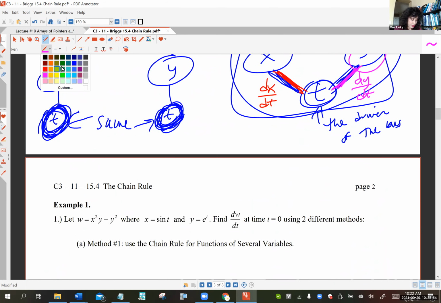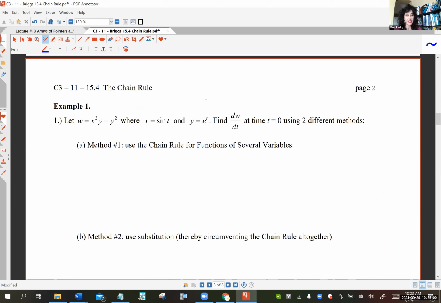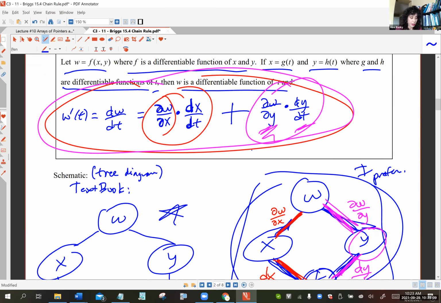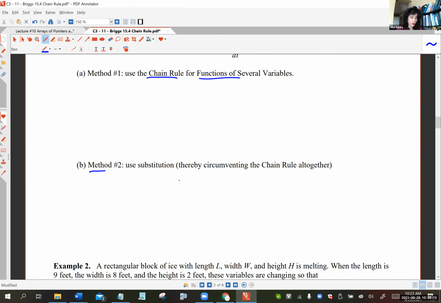Okay, now we'll do the example. All right, there's two ways to do a chain rule example that's kind of basic, where you can kind of do what I call cheating. The first method, we are going to, in fact, use the chain rule for functions of several variables. In other words, we're going to use this theorem up here and get an answer. The second method is we're going to use substitution, and that's going to circumvent using the chain rule altogether. So it's kind of cheating, but I mean, you still get the same answer.